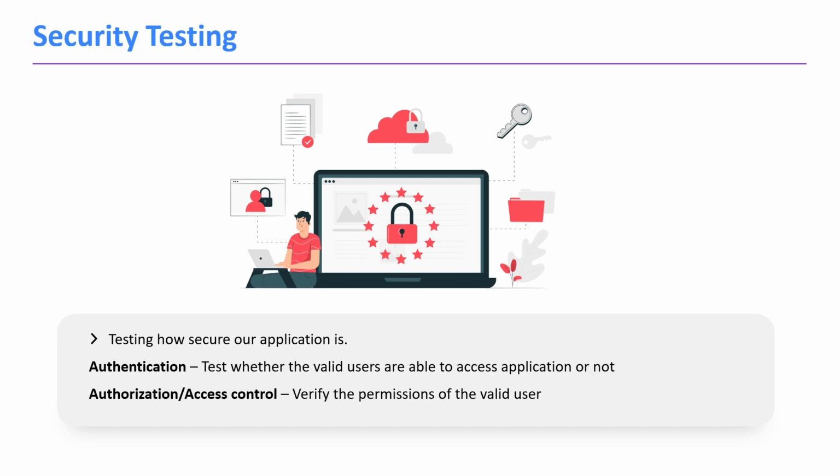If we take an example here, say an application has two logins, one is a normal user or customer user and another is an admin user. If you log into the application as a customer user, you should be able to access only the customer features. You are not allowed to access admin features. And if you log in as an admin user, you will be able to access only the admin features. You are not allowed to access the normal customer features. So this is the permission we are checking here: permission for the customer and permission for the admin. This comes under authorization or access control testing.